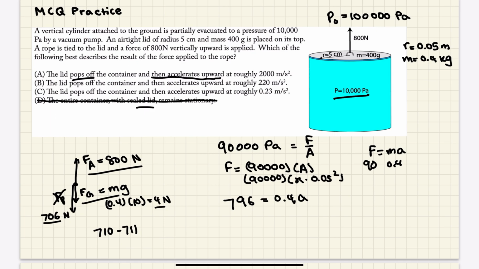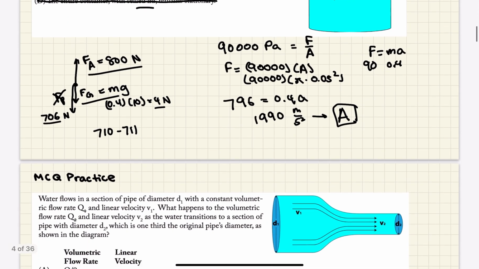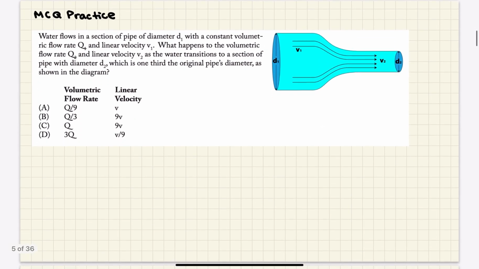Now to calculate your answer, you just do 796 over 0.4. That's going to give you 1990 meters per second squared for the acceleration. That's around 2000, so we can say our answer is A. Yeah, so just be careful of things like that. They might try to confuse you. But moving on to our second question. Again, pause if you need to try to solve it yourself.